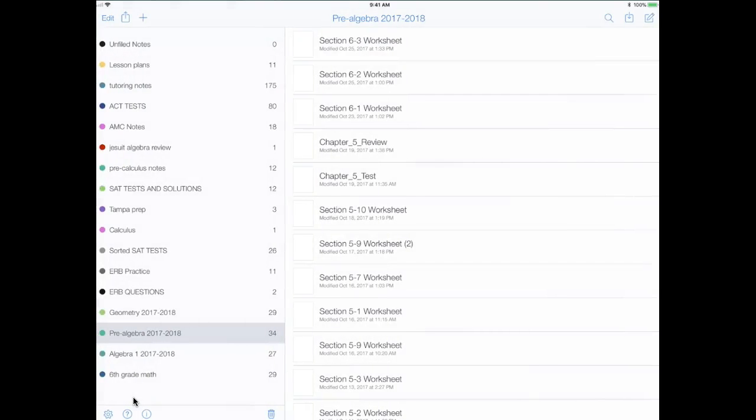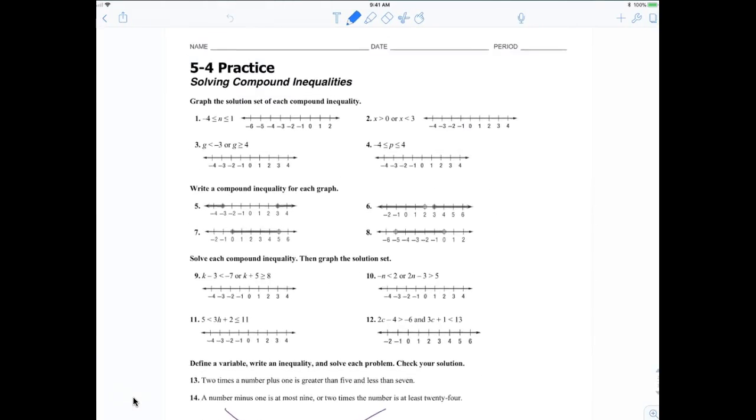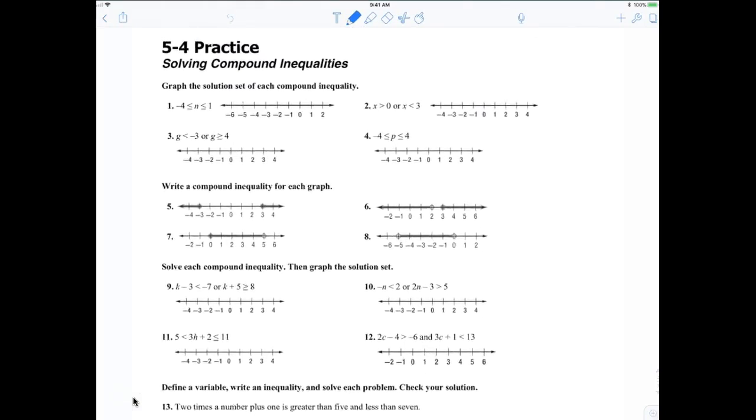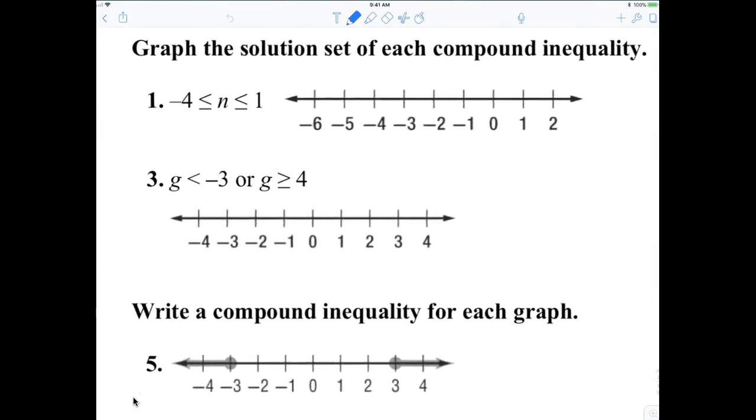So again, for today, it shouldn't be that bad. We have compound inequalities. All right, so let's talk about it.